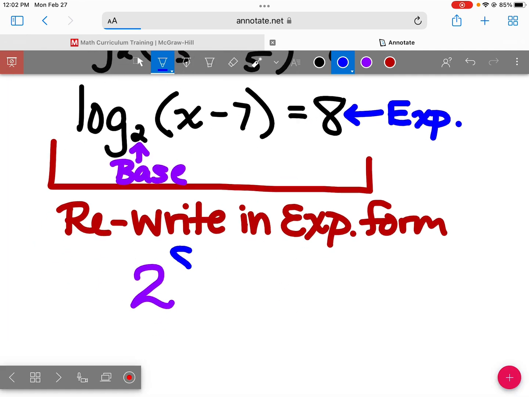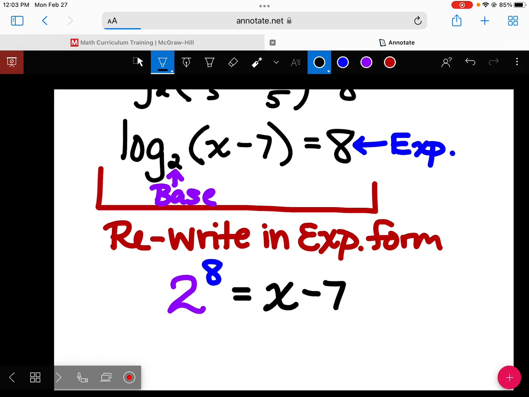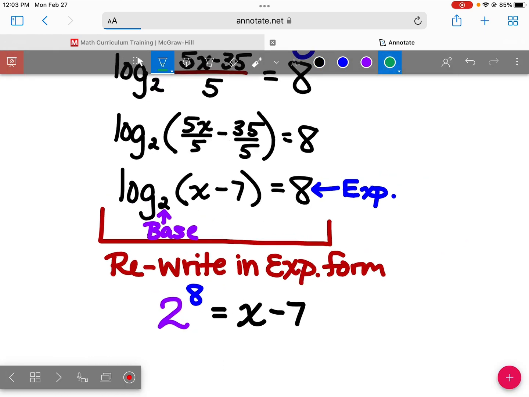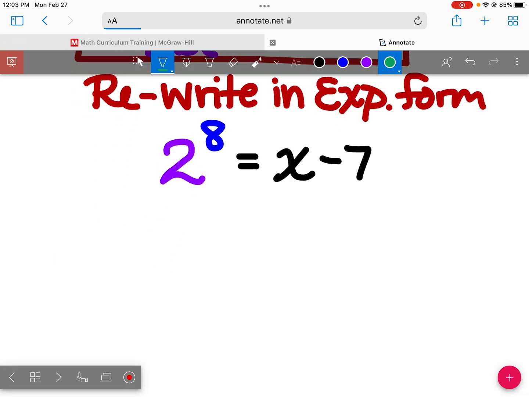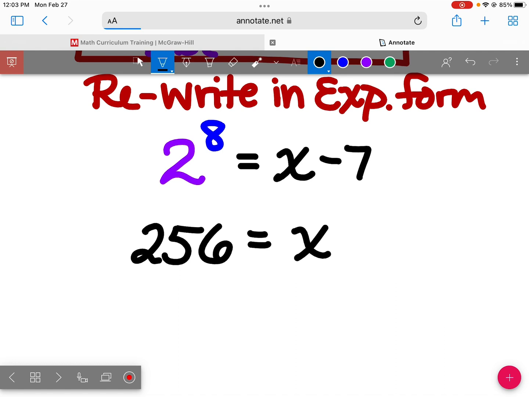So it's 2 to the power of 8 equals what? X minus 7. Here's my argument. Can I do 2 to the 8th in my calculator? Yeah, pop it in. 256. Because remember, it's not 2 times 8, it's 2 times itself 8 times. So we have to simplify it.